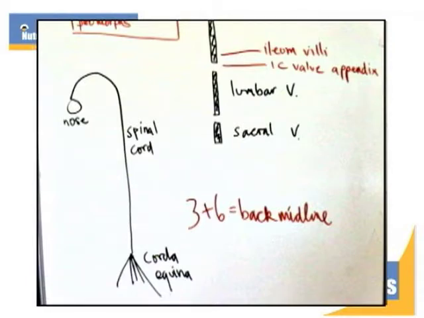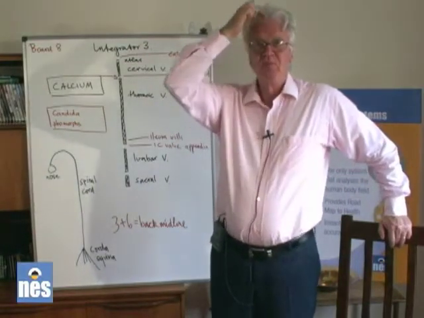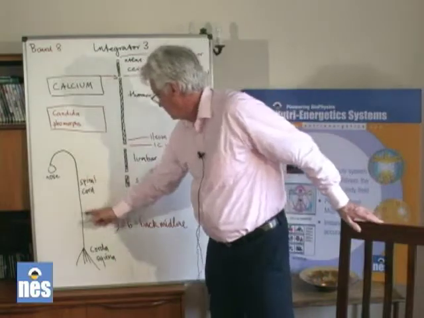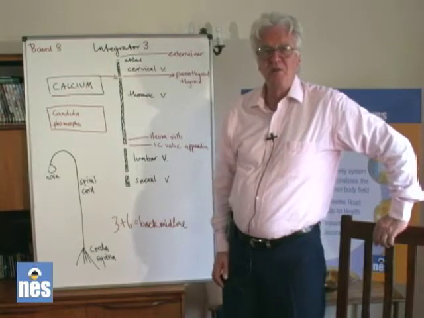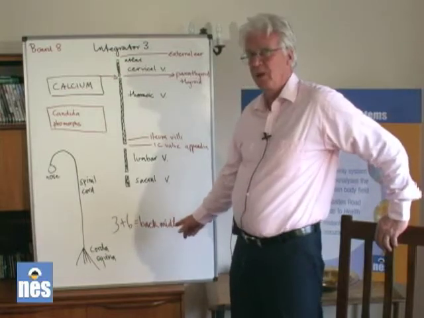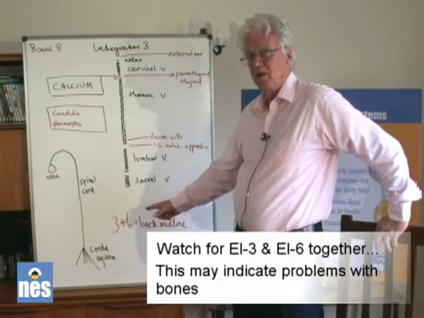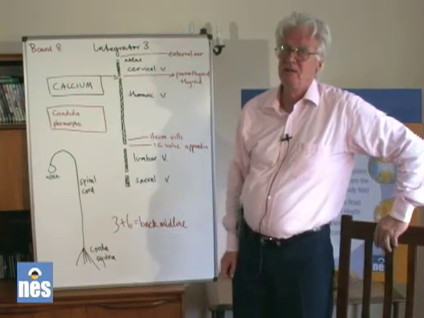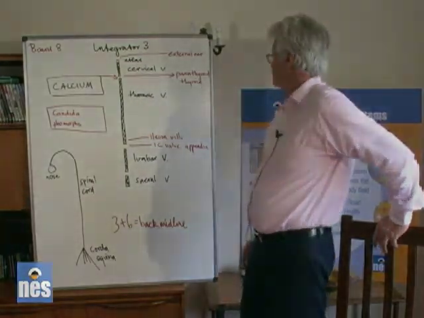Then we've got another one, we've got a back midline which begins about there, tip of the nose, back over the cranium, right down the spinal cord, finishing with the horse's tail, the cauda equina. And the way you know that you've got a back midline problem is if we get integrator 3 with integrator 6 coming up in the same test, that particular combination you should spot and say, okay, problem with bones. Very, very easy. You have to infer the diagnosis. The NES won't give it to you.